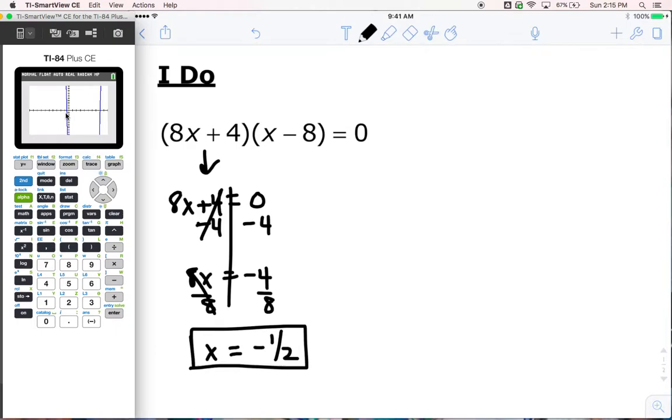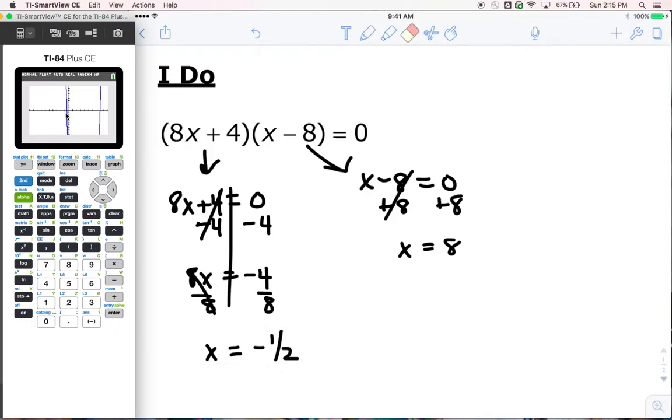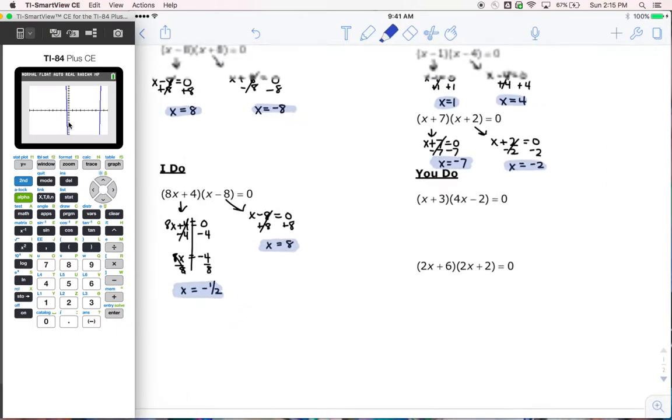Now I have another 0, right? There's another way that I could have this equation equaling 0, and that's if the second group equals 0. In order for us to get 0 there, it looks like x would have to be a positive 8. So if I use -1/2 for x, I'll get 0, or if I use 8 for x, I will get 0, right? That's why we see two zeros in the graph.